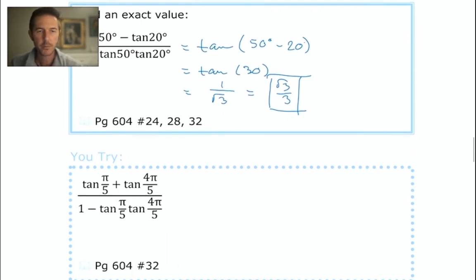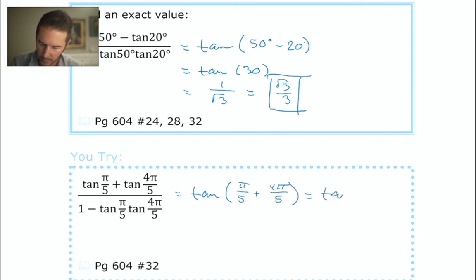Here's another problem. This one is using radian measures, and it's using the other of the tangent formulas, the first one. So alpha is going to be pi over 5, beta is going to be 4 pi over 5, so this is equal to the tangent of alpha plus beta, which is pi over 5 plus 4 pi over 5, which is equal to the tangent of pi.